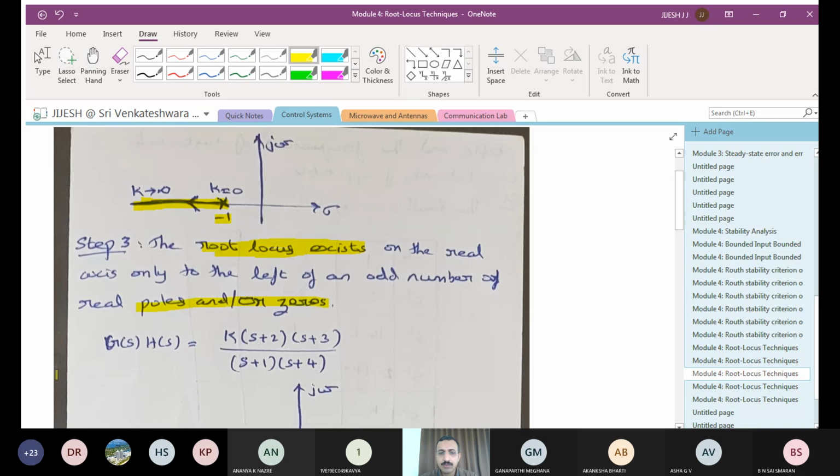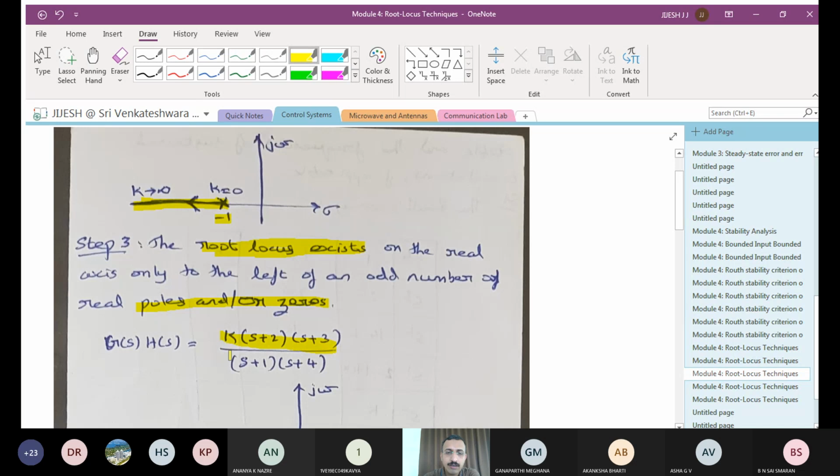So that is what you can see, G(s)H(s). We have taken as an example K(s+2)(s+3) divided by (s+1)(s+4). Now we have to see that the root locus exists on the real axis only to the left of an odd number of real poles and zeros. So we are going to find out the poles as well as zeros for this.